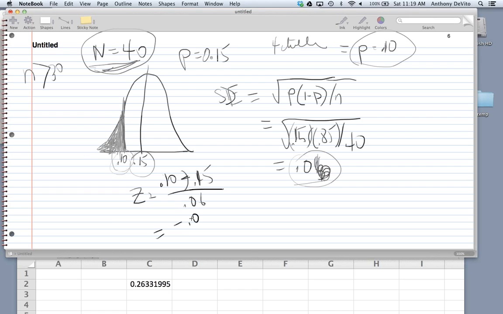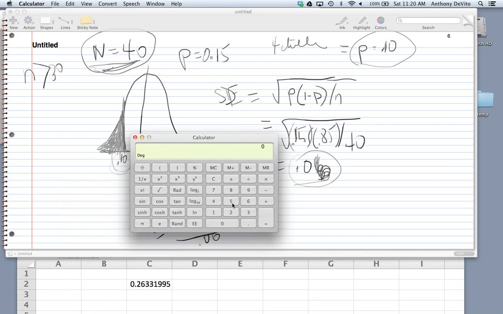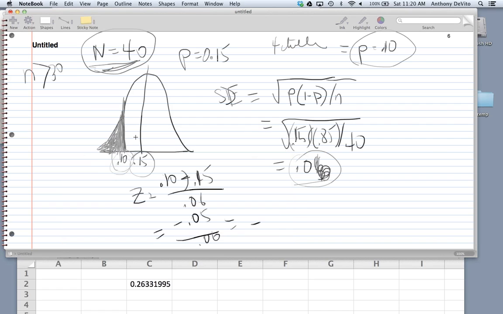Well, it's going to be minus 0.05 over 0.06, or it's going to be minus point, what is that? What's 5/6? 5 divided by 6. Oh, it's 0.83, minus 0.83. So now I go to my standard normal distribution table and I look up what area is represented by the area below a z-score of minus 0.83.